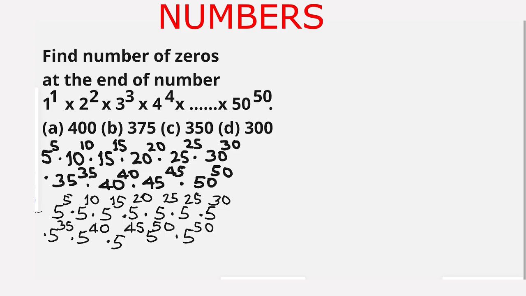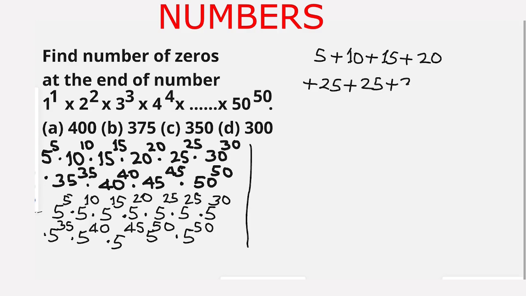Now we will just add all the powers of 5, and that will be equal to: we are just adding all the powers of 5. So that is 5 plus 10 plus 15 plus 20, and we have 2 times 25, 25 plus 25, plus 30 plus 35 plus 40 plus 45, plus we have 2 times 50, 50 plus 50. So this will be the total number of 5s in the given question.